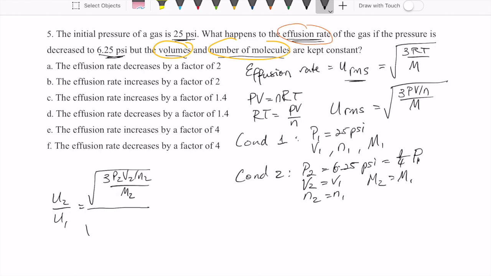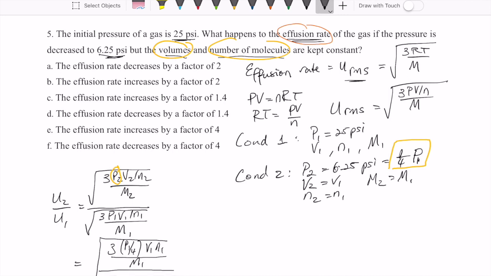And then in condition 1, we have the speed being equal to the square root of 3P1V1 over n1 over M1. I can just take the square root of the whole expression, numerator and denominator, and write it as 3 times P2, which I can replace with a quarter of P1 as we found here. So 3 times P1 over 4, and then V2 is just equal to V1, n2 is just equal to n1, and M2, molar mass 2, is just equal to molar mass 1. So that's the numerator. The denominator is just 3P1V1 over n1 over M1.